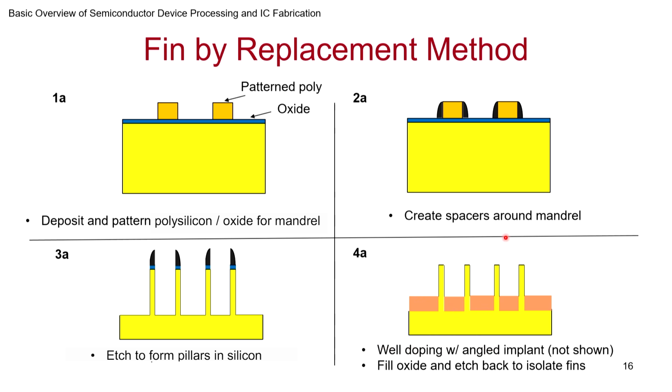Once you have done the well doping, you can fill the whole thing with oxide and then etch back to this level. So this is the classic structure. Then on top of it, you grow the gate oxide, deposit polysilicon, and define the gate length by patterning the gate poly in the direction perpendicular to this, so gate length will be in that direction. So now you have got an isolated fin.